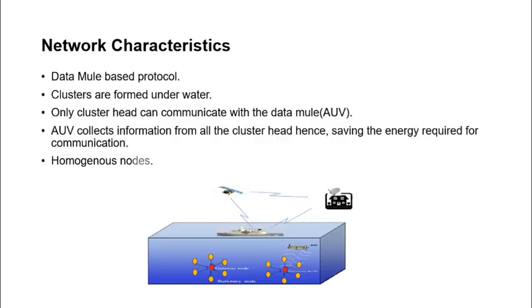RMAC is the extended version of RMAC protocol. So now let's look at the network characteristics in terms of RMAC protocol. This protocol is based upon the concept of data mule. In this case, we have an AUV, which is acting as a data mule. AUV stands for Autonomous Underwater Vehicle, which is used to collect information from all the cluster nodes which are present under the water. This AUV will be sent periodically in order to collect information from all the cluster nodes. And also the nodes will be of homogeneous type. That is, all nodes are of same type.